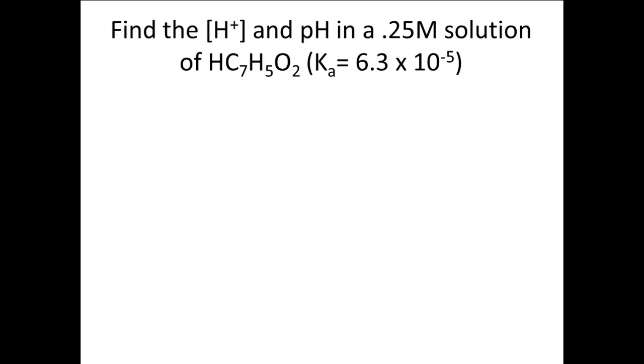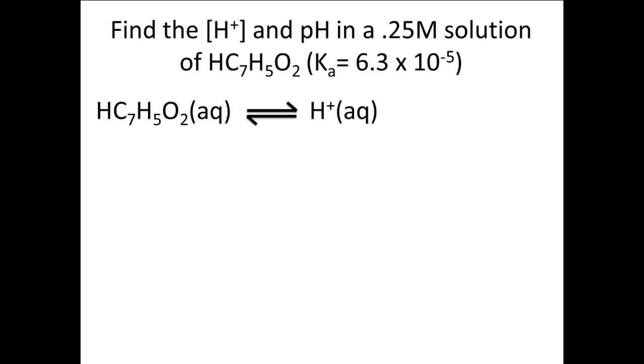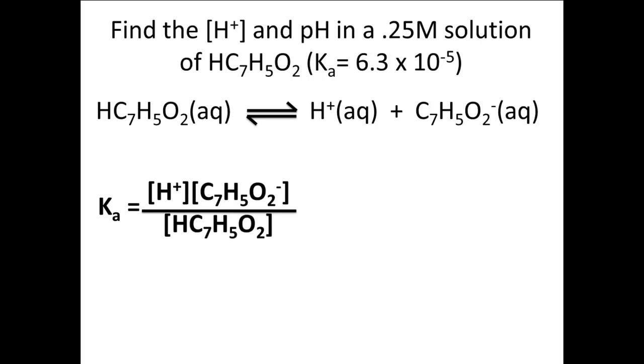First, let's write the equilibrium reaction for the dissociation. Benzoic acid in equilibrium with H plus and C7H5O2 minus. The Ka equilibrium expression is Ka equals the concentration of H plus times the concentration of C7H5O2 minus over the concentration of HC7H5O2.